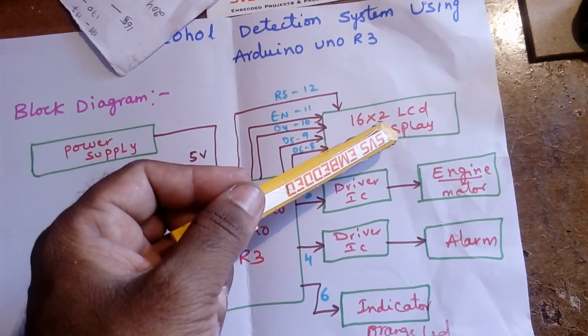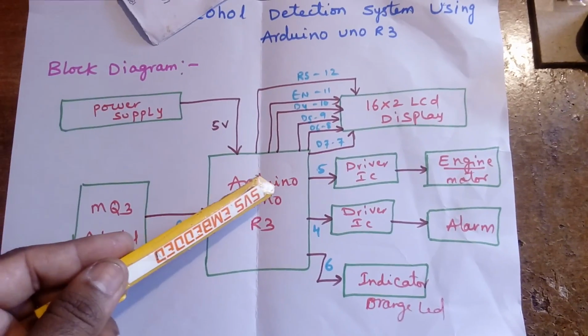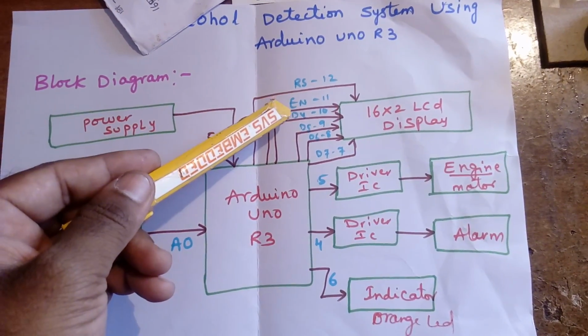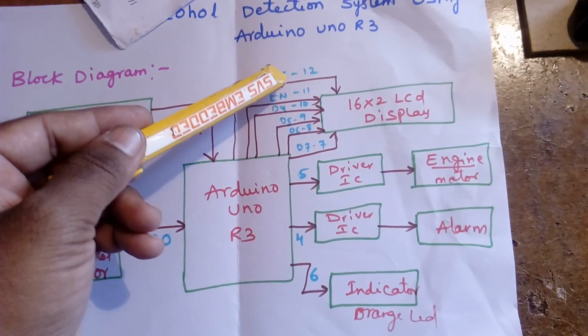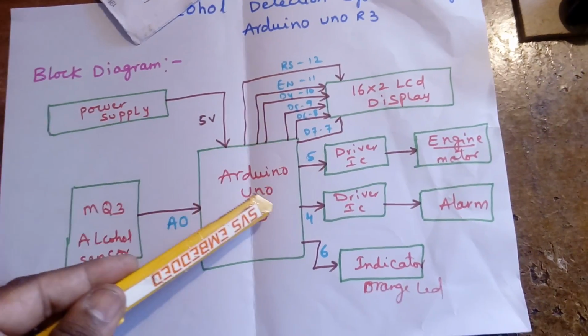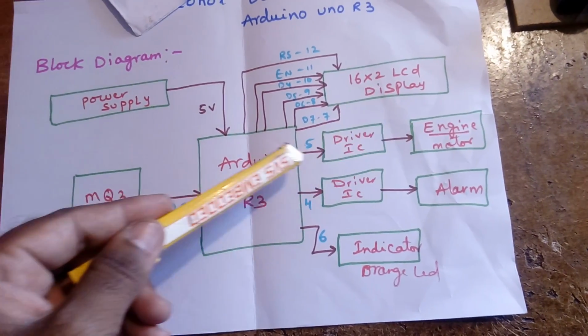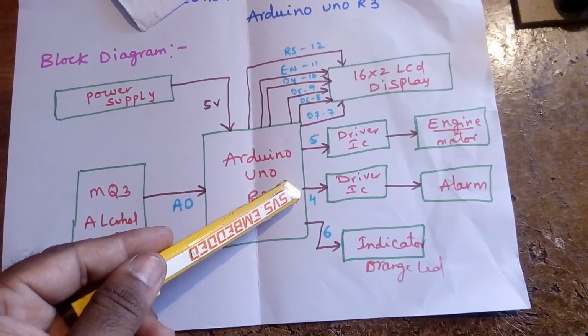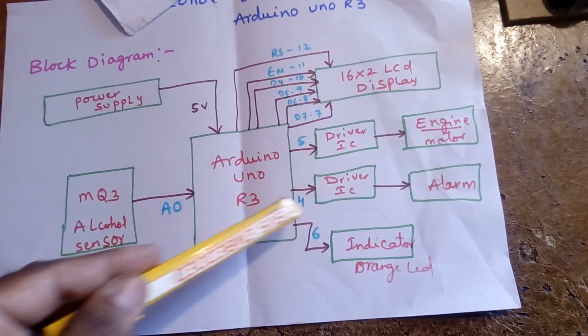Here I'm using a 16x2 character LCD display. The RS, enable, D4, D5, D6, D7 pins are connected with pins 12, 11, 10, 9, 8, and 7. I am using one motor as the engine. This driver IC is connected with the 5th pin, and another driver IC with the 4th pin for one alarm and one orange color LED.